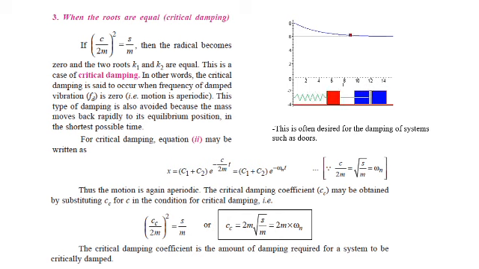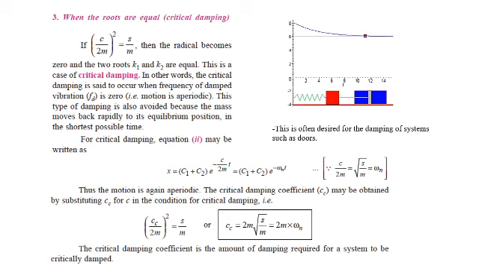I have shown below, in this animation, one example. This is often desired for the damping of a system such as doors. In that door, one damper is provided so that once you open the door, it will immediately close whenever it is released, due to critical damping provided there.